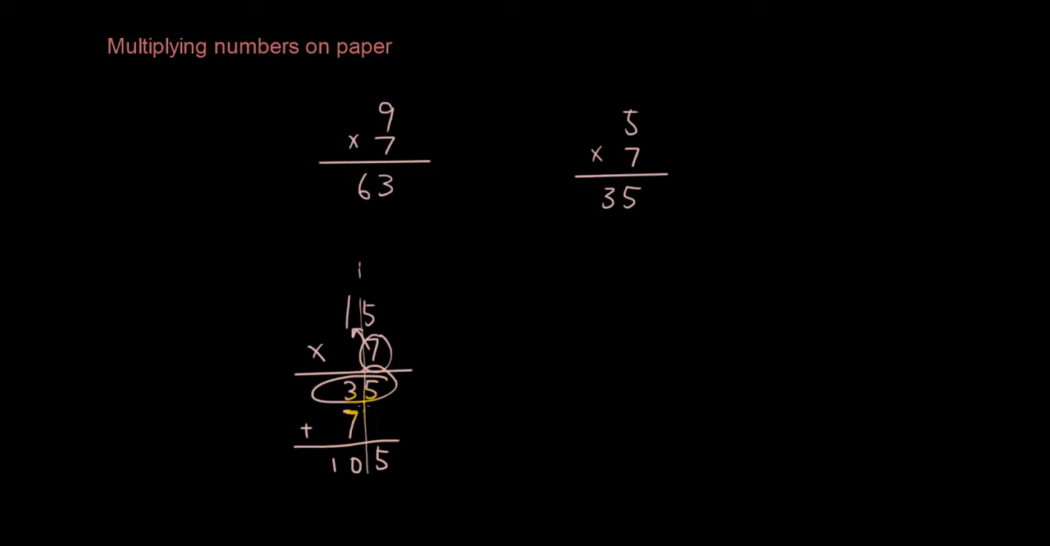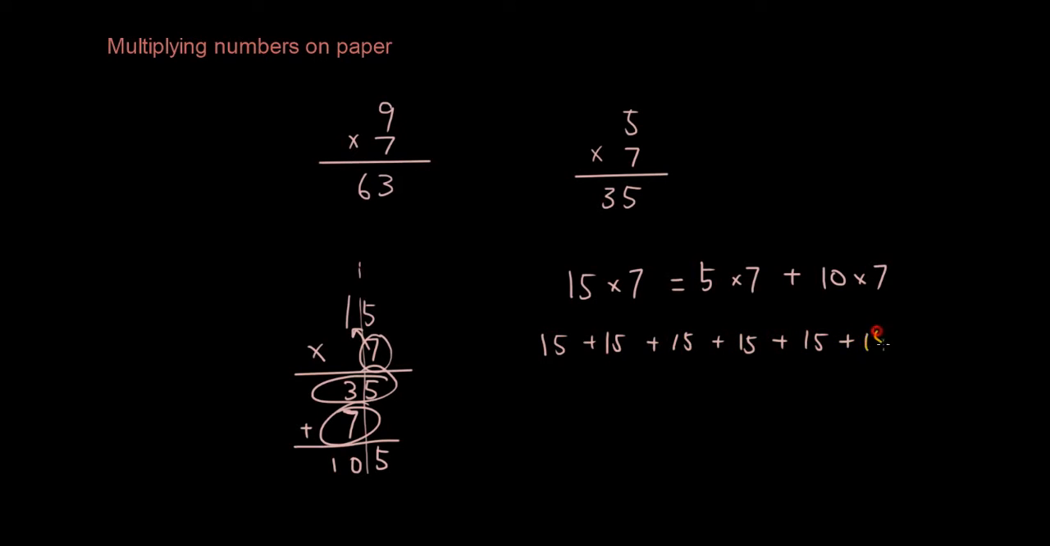So let me explain this part here again. So I'm going 15 times 7. Now, that's actually the same as 5 times 7 plus 10 times 7, isn't it? Right? Because the 15 can be broken up into 5 and 10. So if we're multiplying 15 by 7, what we're doing is 15 plus 15 plus 15 plus 15, 7 times, right? That's what 15 times 7 is.